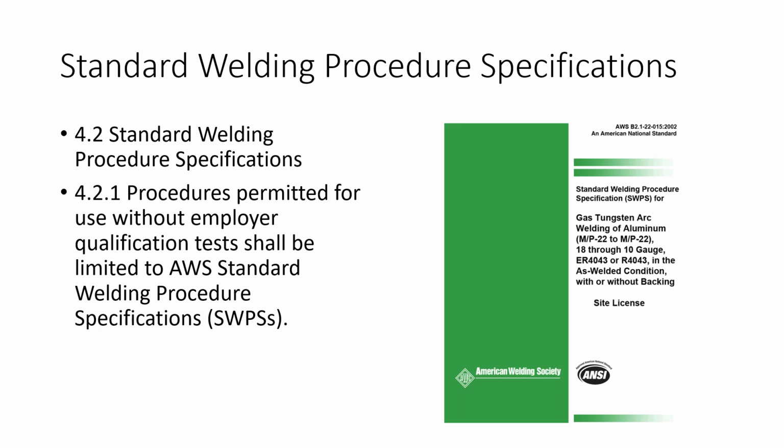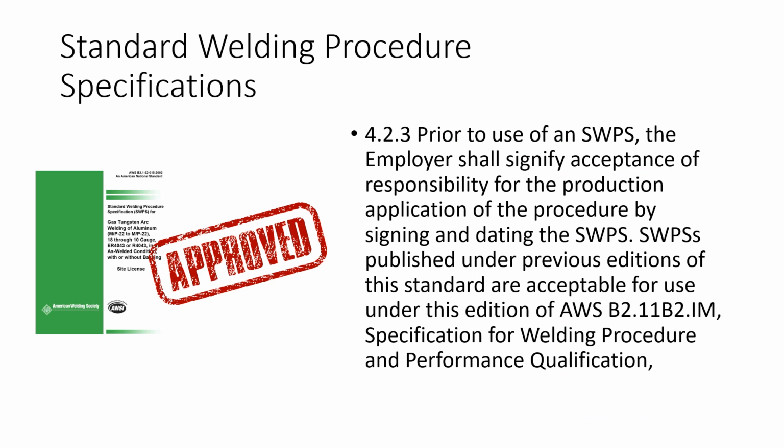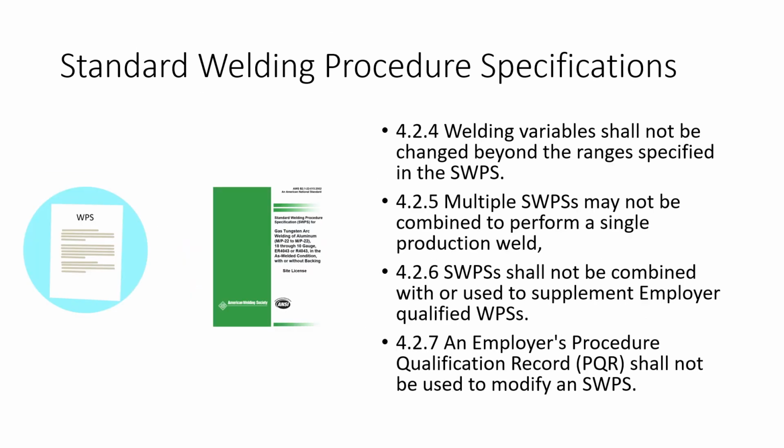So it's just telling you, hey, you can use these. This is the documentation that tells you that you can use these. Prior to the use of a SWPS, the employer shall signify acceptance of the responsibility for the production application of the procedure by signing and dating. So you just follow the rules, and you can use these. And your client's got to buy off on it and everything. But in certain situations, this could be an economical way to go. The American Welding Society, like I said, has a whole laundry list of these things.